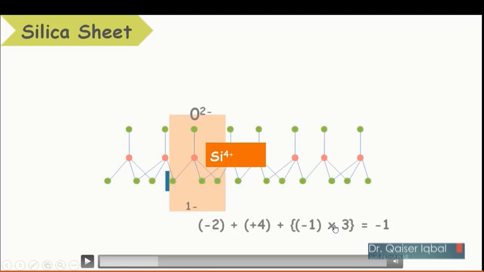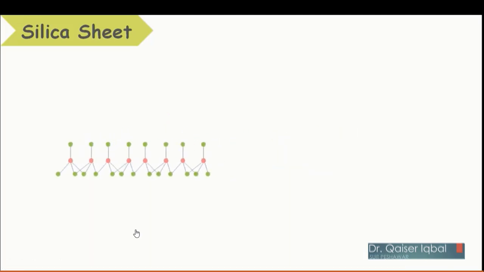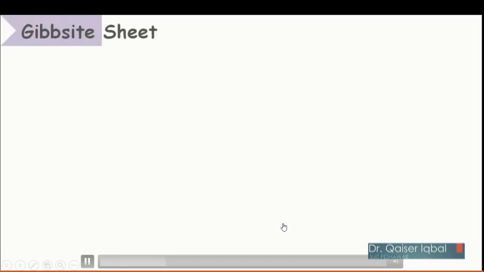So 1, 2, 3, so 3 multiplied by -1, okay, so -2 +4, okay, and then -3, so -5 +4, and that gives you -1. So it means that the silica sheet is carrying a -1 negative charge, or it is a negatively charged sheet. All these atoms combined together, all these molecules combined together will give you the silica sheet.